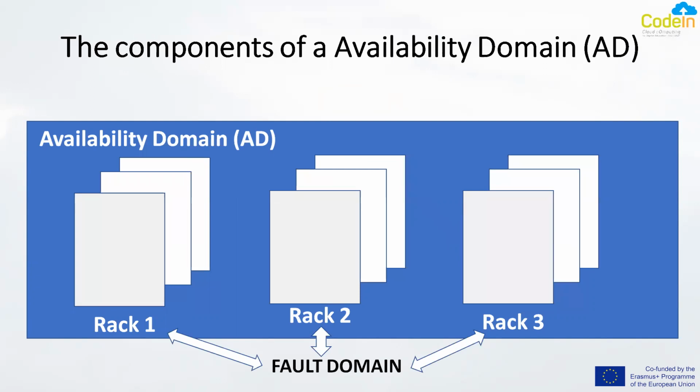Within each AD, data is placed in one logical unit that contains a minimum of 3 physical locations where the same data is stored simultaneously. This architecture ensures resistance to faults, so it is also called a fault domain. For example, in case of equipment failure in one rack, the data remains safe in the other 2 locations.